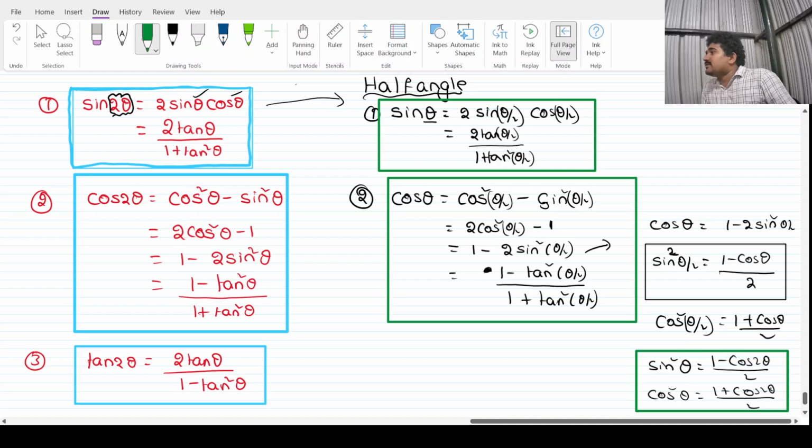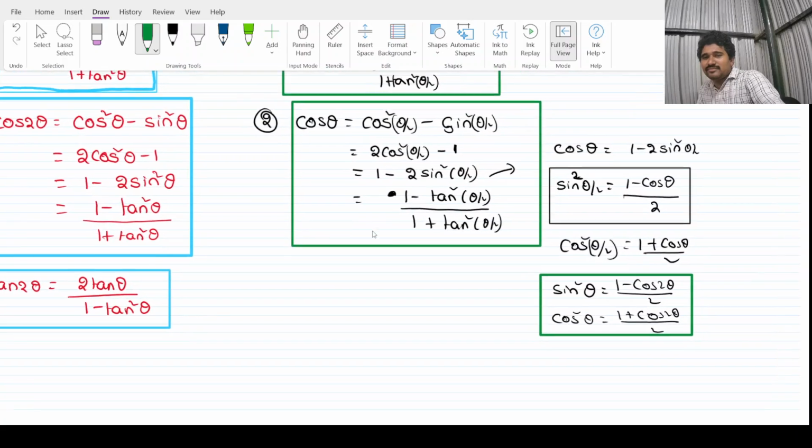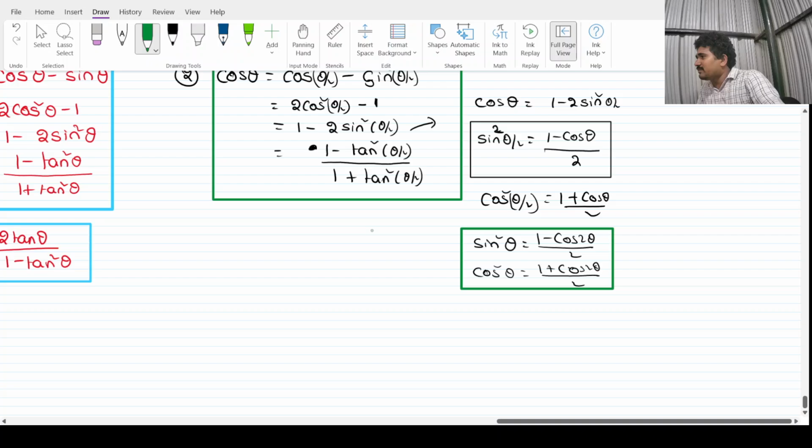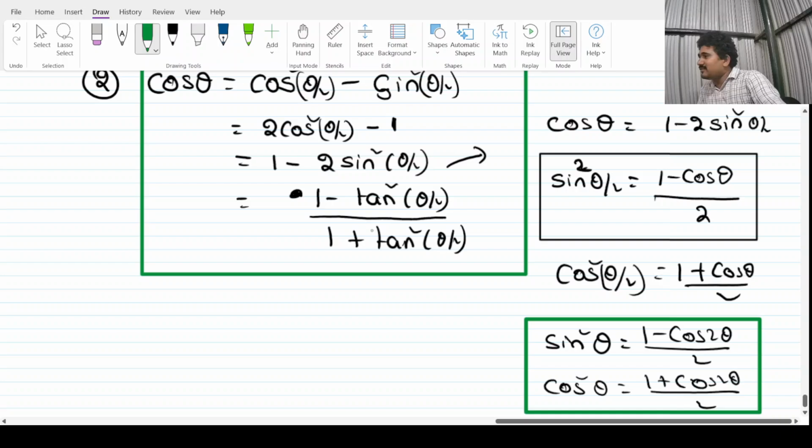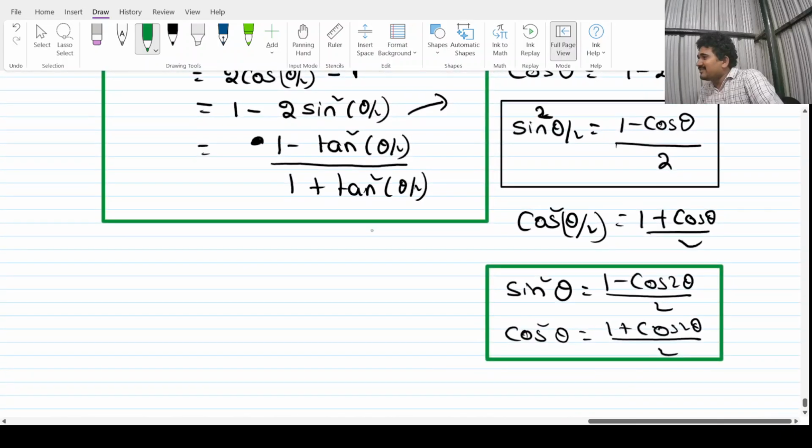Can you zoom? I hope these are big enough, right? Big only. Should it be bigger? Come on, write down fast.